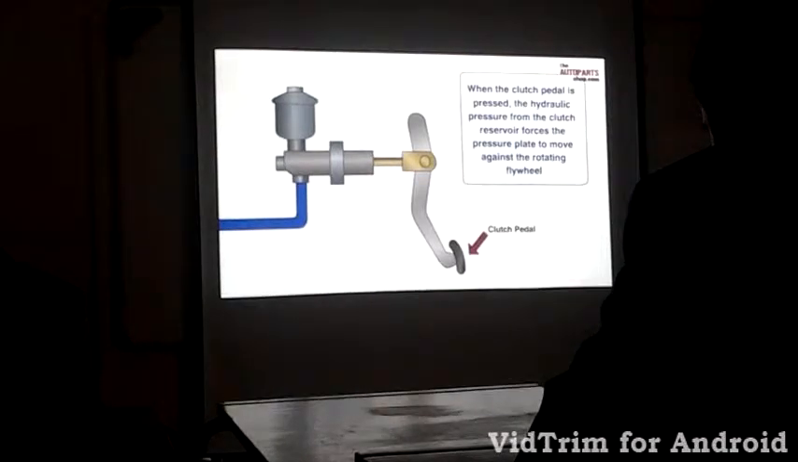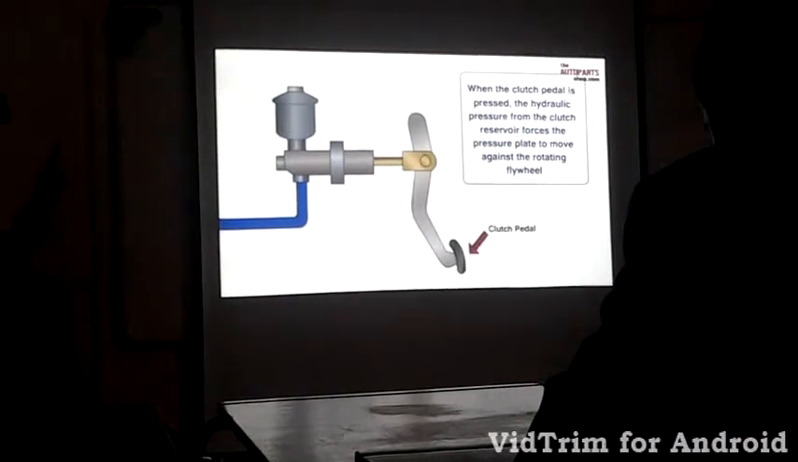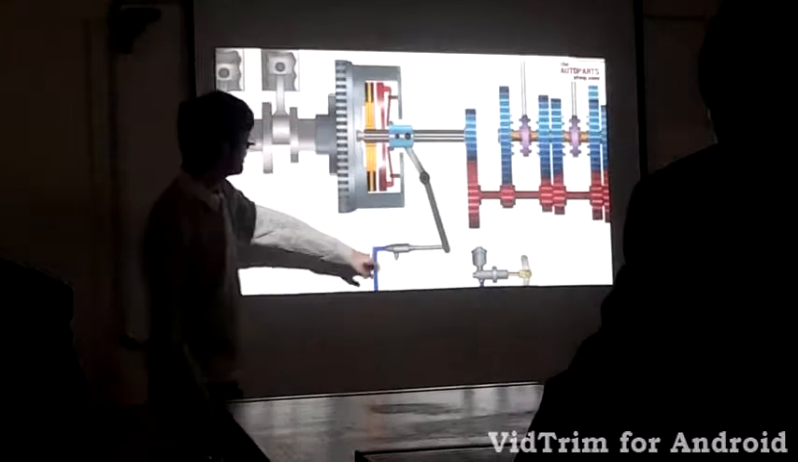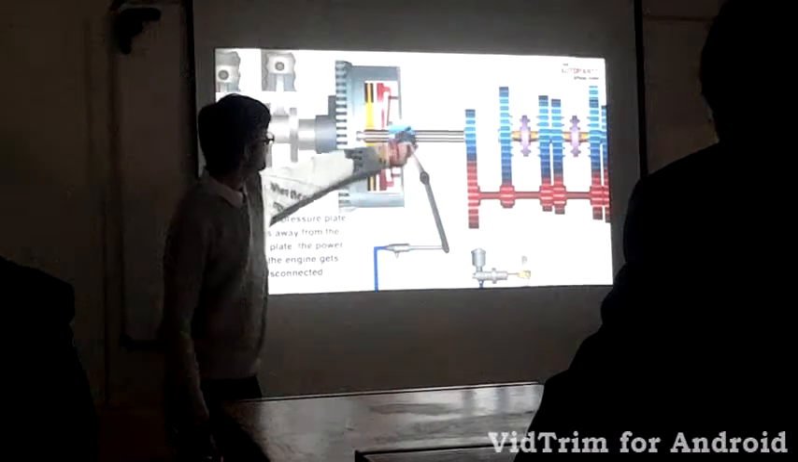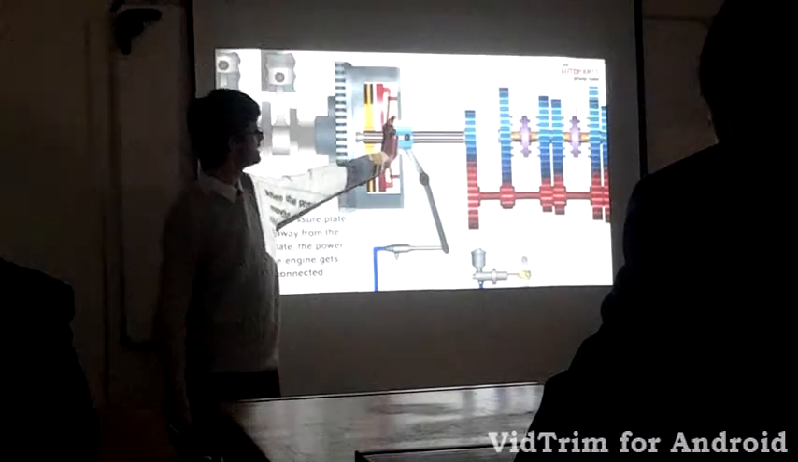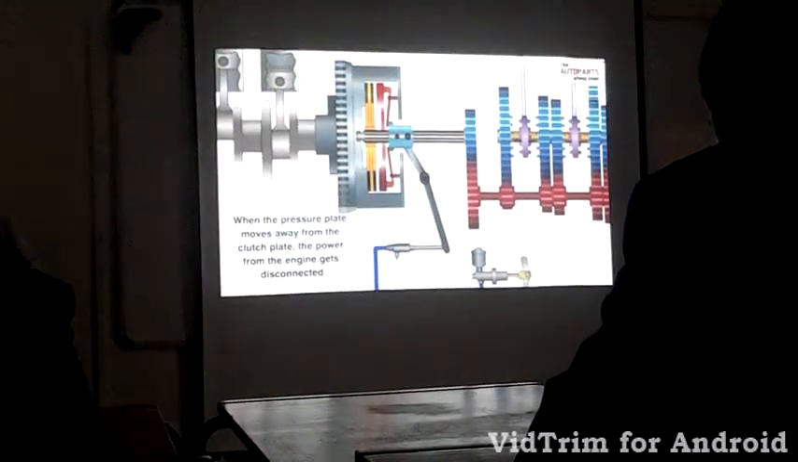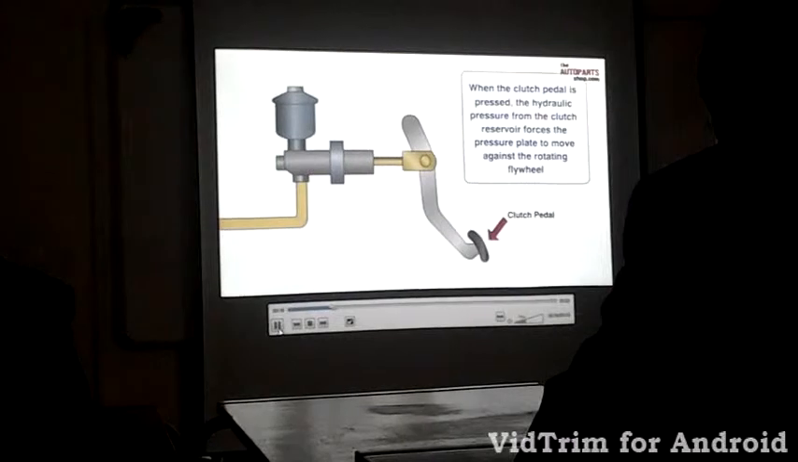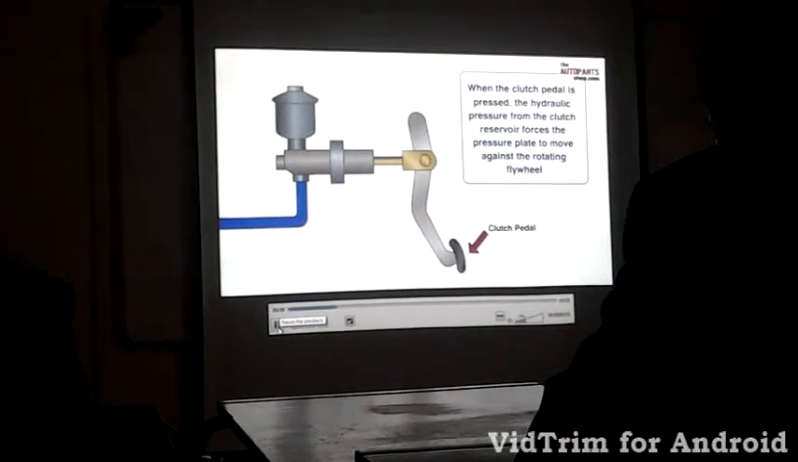You'll see now. Connected to the pressure plate. There you go. So that's pushing your clutch pedal in. That pushes against there. Your pressure plate is lifted up. Just check that movement again for me. I'm going to take it back a little bit. Watch very carefully here. The pedal's pushed in.